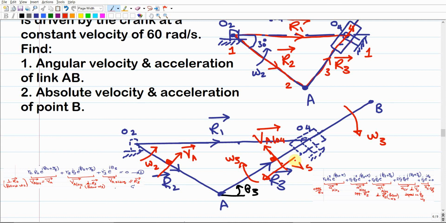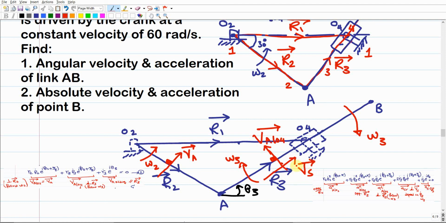Wait, the VS should be the sliding velocity of what? Of the slider, assuming the link is fixed and the slider is the one that slides over the link. That's why we got it negative, and we said that it is opposite to R3, assuming that the slider is the one that is moving. But physically for this system, the slider is not moving, the slider is fixed, and the one that slides inside it is the link itself. So that's why I'm going to switch the direction of VS, and it should be in the same direction as R3.